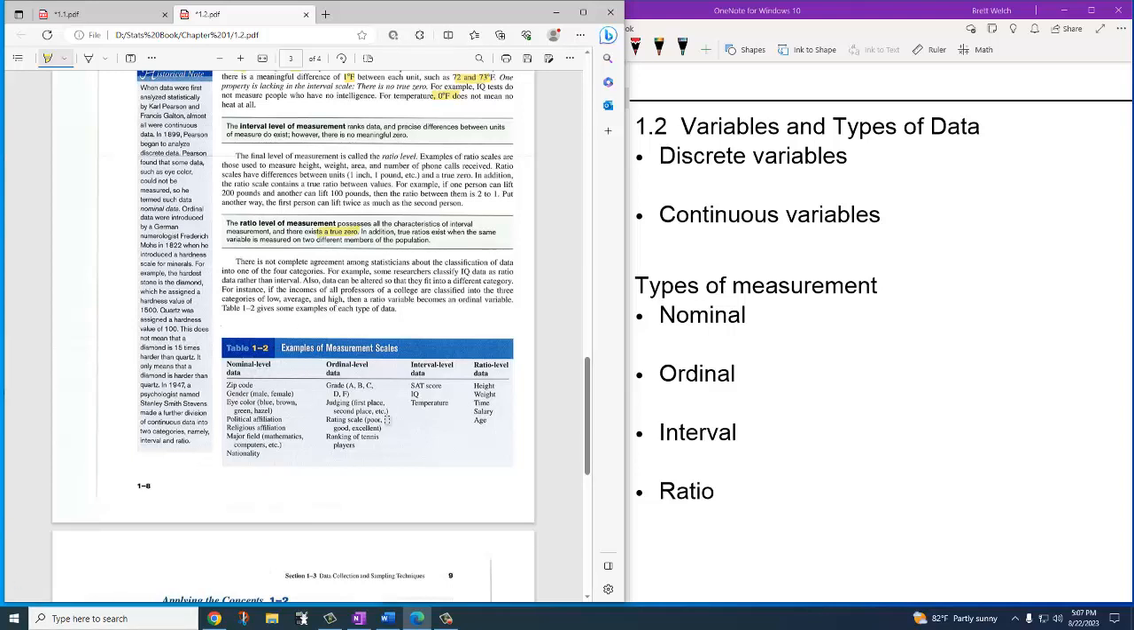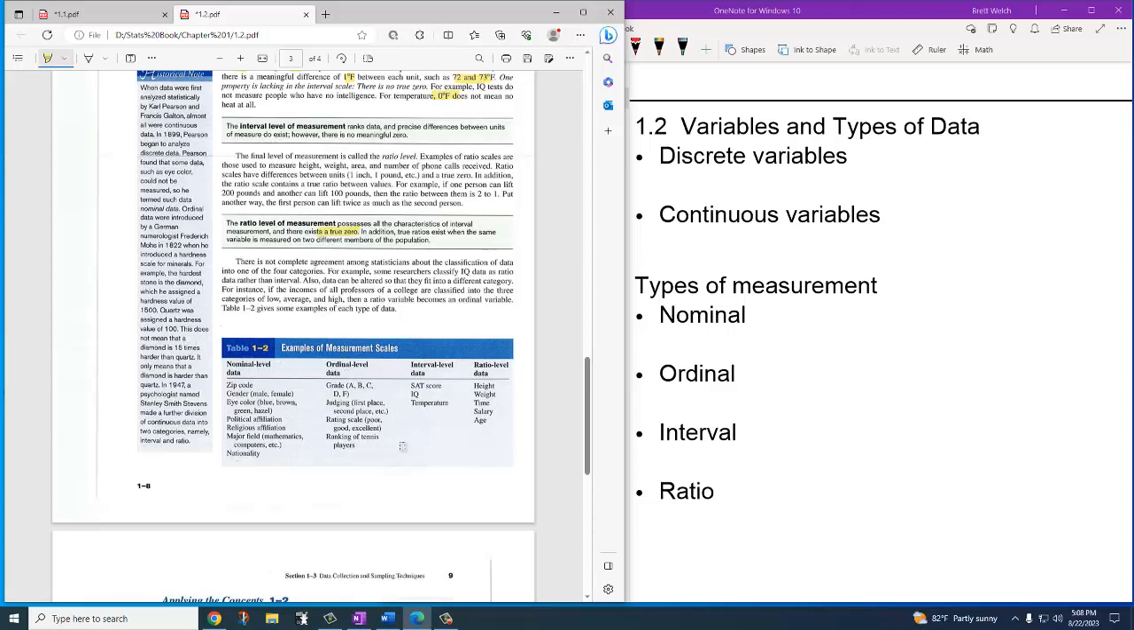So down here, this table is actually really helpful at clarifying some of this. If we look at the nominal level, which means there's no good, better, best, we can look at things like your zip code, where you live. It's just a number, and we can organize people by that number, but it doesn't mean that one's better than the other. Gender, male, female, eye color, political affiliation, religious affiliation, major, when you go to college, what's your major, nationality. It's just a description. You may prefer one over another, but they aren't actually things that you can rank.